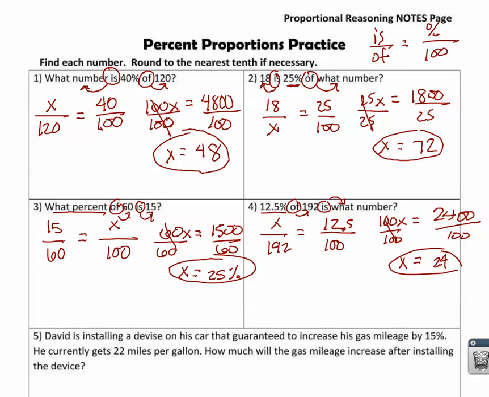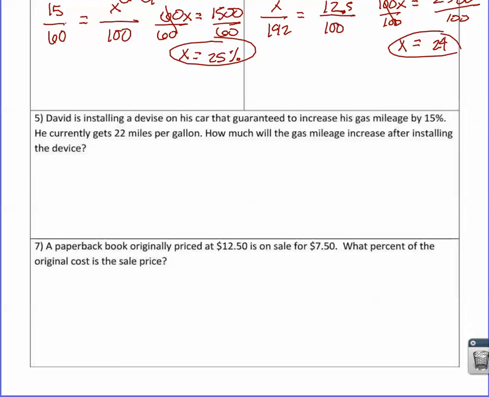Let's look at the word problems. David is installing a device on his car that guarantees an increase in his gas mileage by 15%. So you know your percentage. So it's going to be 15 out of 100. He currently gets 22 miles per gallon. How much will the gas mileage increase after installing the device? So the 22 miles per gallon, that's your whole. And you're trying to figure out what the increase is after installing the device.